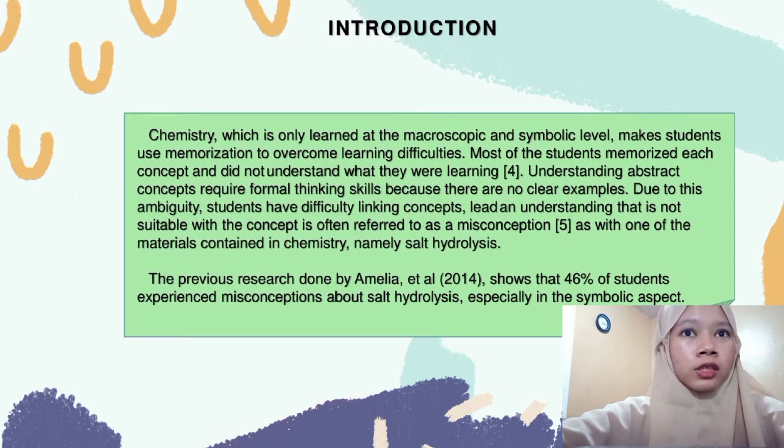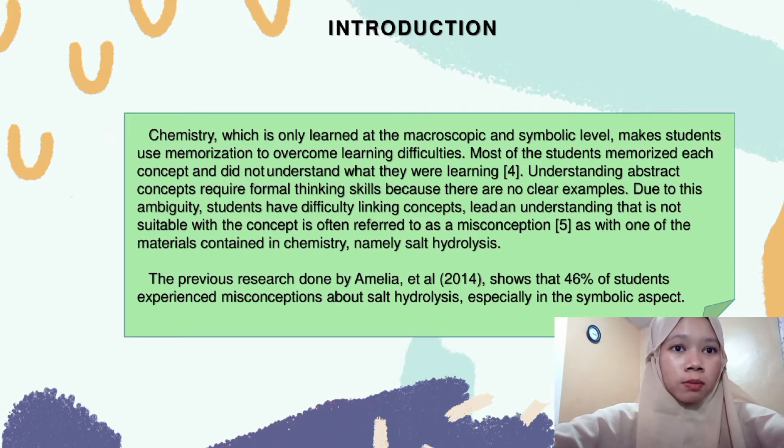Introduction: Chemistry, which is only learned at the macroscopic and symbolic level, makes students use memorization to overcome learning difficulty. Most of the students memorized each concept and did not understand what they were learning. Understanding abstract concepts requires formal thinking skill because there are no clear examples. Due to this ambiguity, students have difficulty linking concepts. An understanding that is not suitable with the concept is often referred to as a misconception.